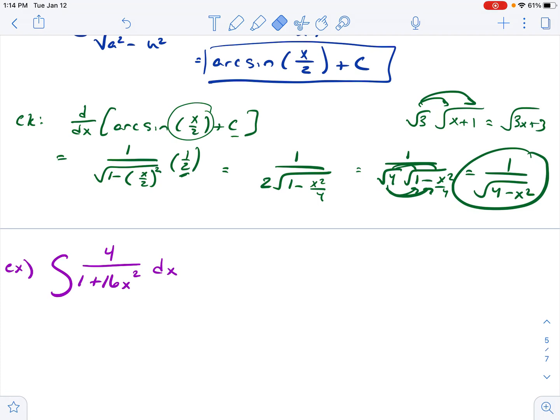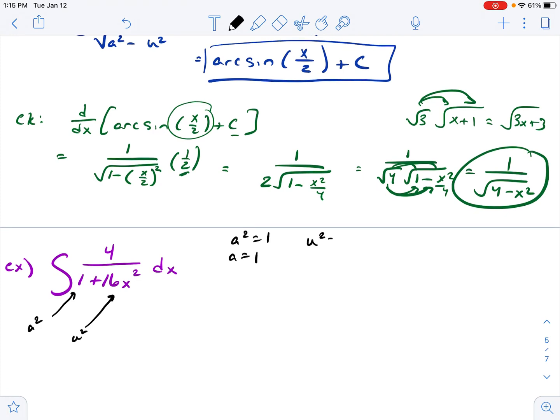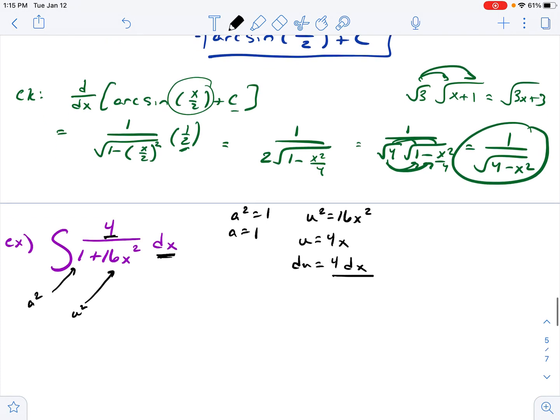And then we think, oh, wait a minute, I got something squared plus something squared in the denominator. So this is probably going to be inverse trig, okay? So look, again, I kind of look at it like this. This is my a squared. This is my u squared. If a squared equals 1, then a is 1. If u squared equals 16x squared, what does that make u? Take the square root, you get back 4x, okay? And don't forget du. That's going to be 4 dx here. And so, if you think about it, that's exactly what's inside that integral.